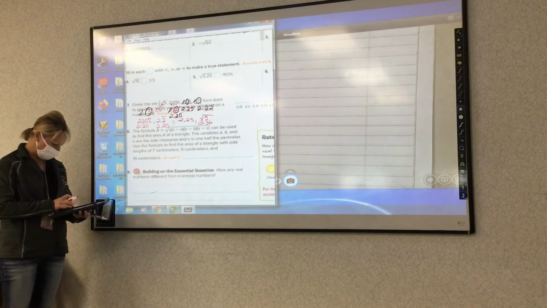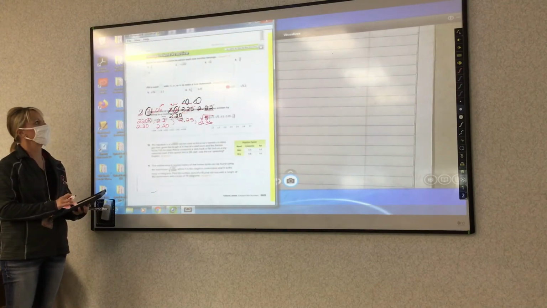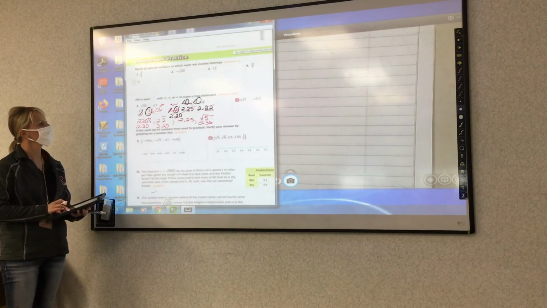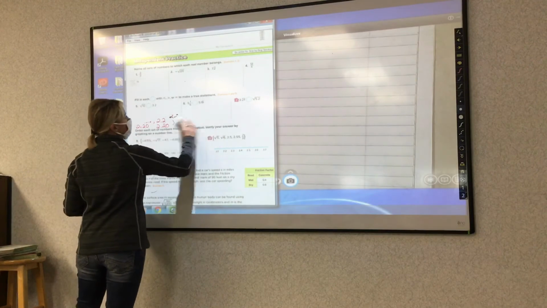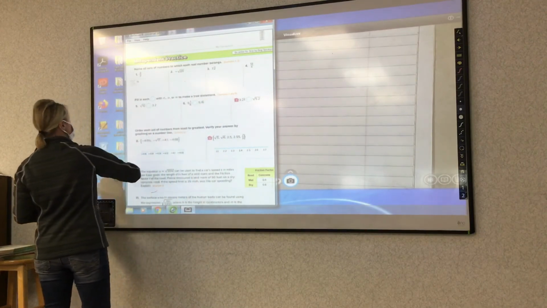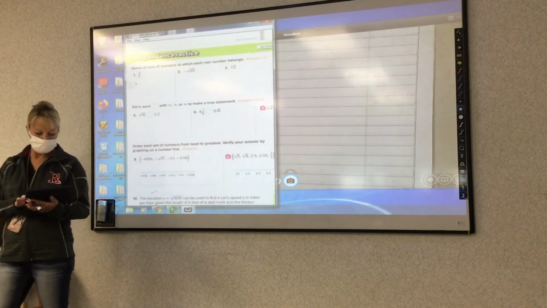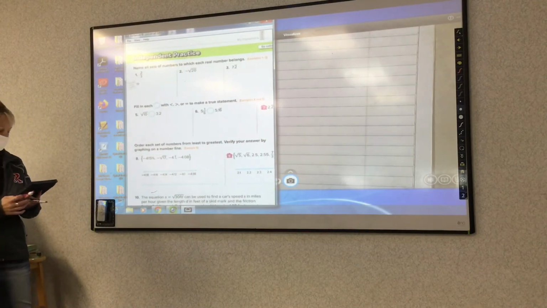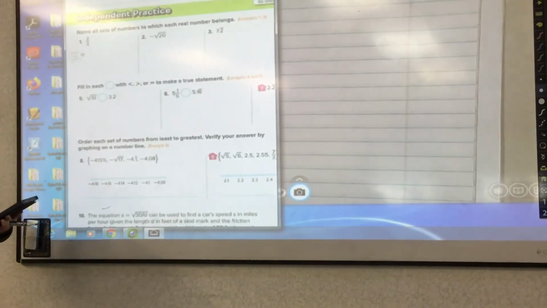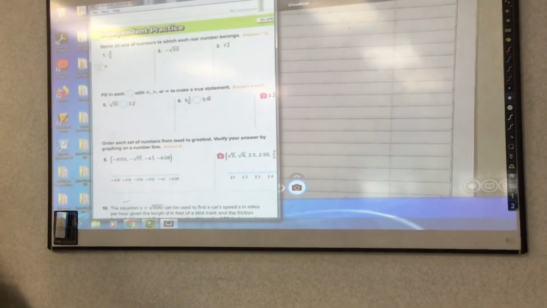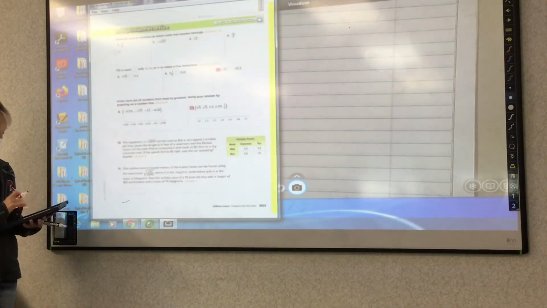We're going to skip 8 and 9. So then let's take a look at the independent practice. With the independent practice, we are naming to which sets of numbers each real number belongs. All right, so what are their names? Right here I have a fraction. Guess what I'm going to do?